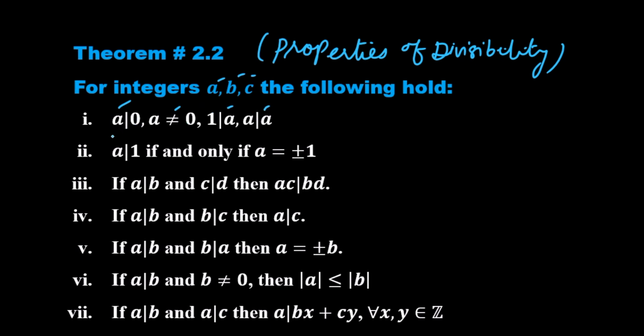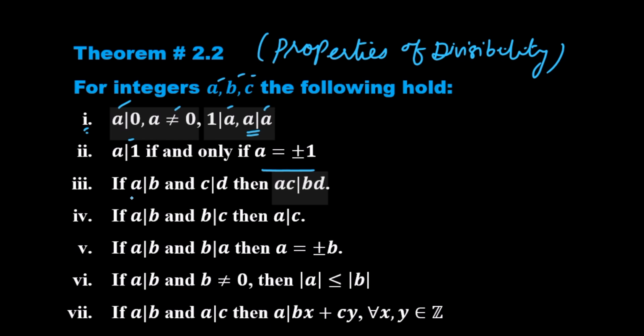This property says 0 is divisible by any non-zero integer, 1 is a divisor of any integer, and any integer is divisible by itself. The second one is: a divides 1 if and only if a is equal to plus or minus 1.